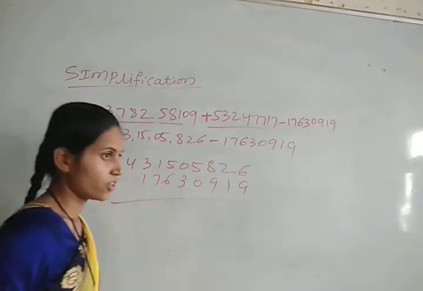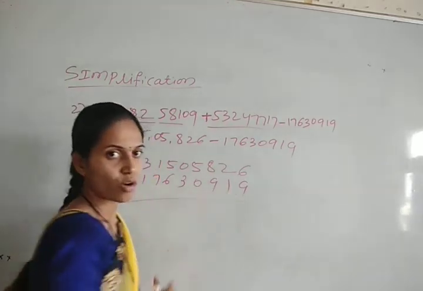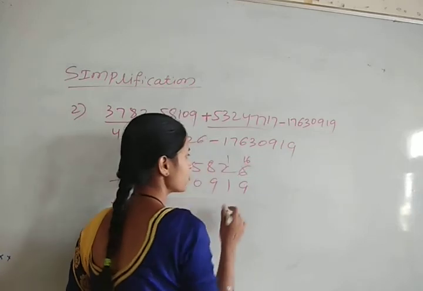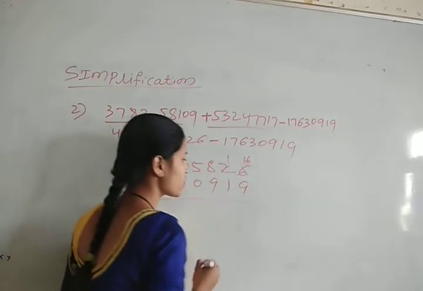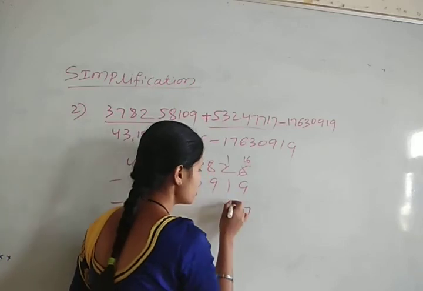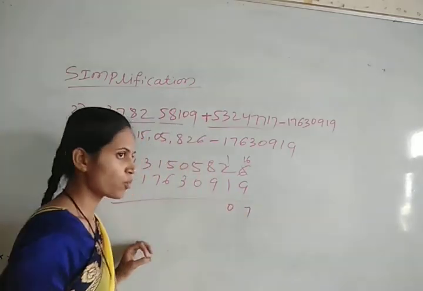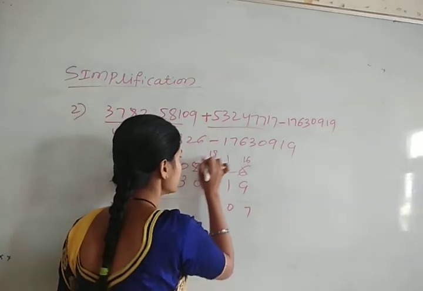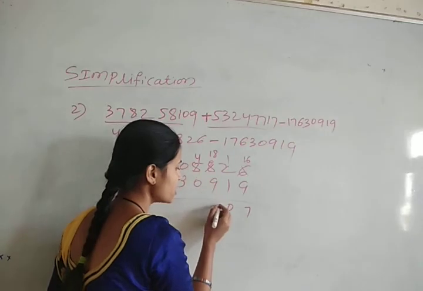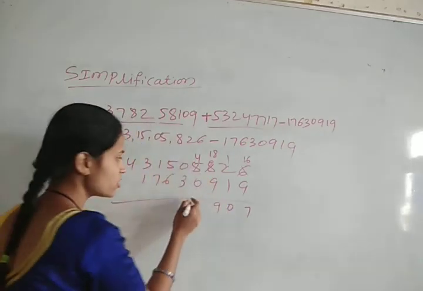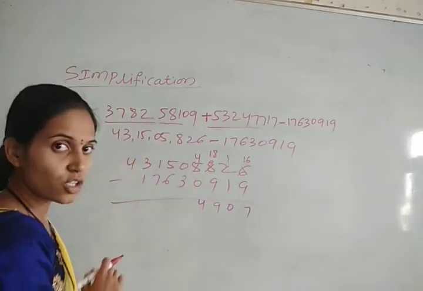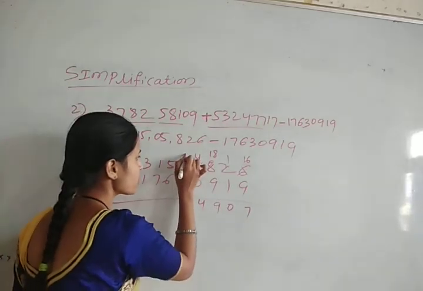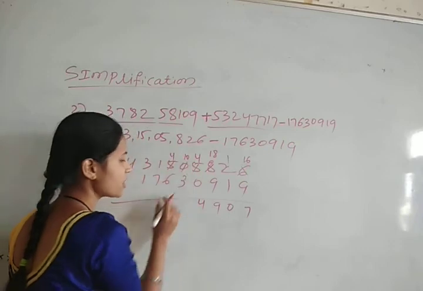Now let us subtract. See here 6 minus 9 is not possible. For that I will take one borrow. This 6 becomes 16. Here we are left with 1. 16 minus 9 becomes how much? It becomes 7. 1 minus 1 is 0 only. 8 minus 9 is not possible. For that I will take one borrow. This 8 becomes 18. Here we are left with 4. 18 minus 9 is 9 only. 4 minus 0 is 4 only. 0 minus 3 is not possible. For that I will take one borrow from this 5. Now this 0 becomes 10. Here we are left with 4. 10 minus 3 is how much?